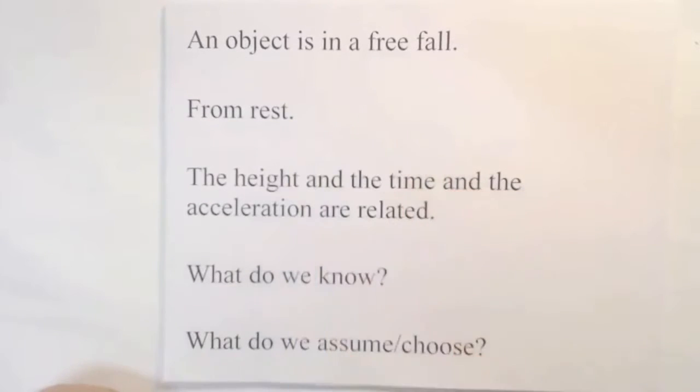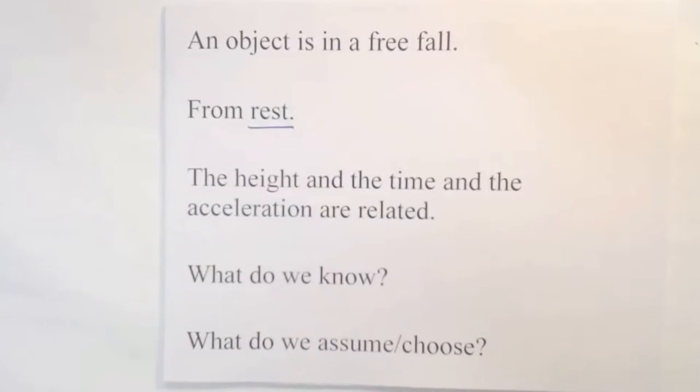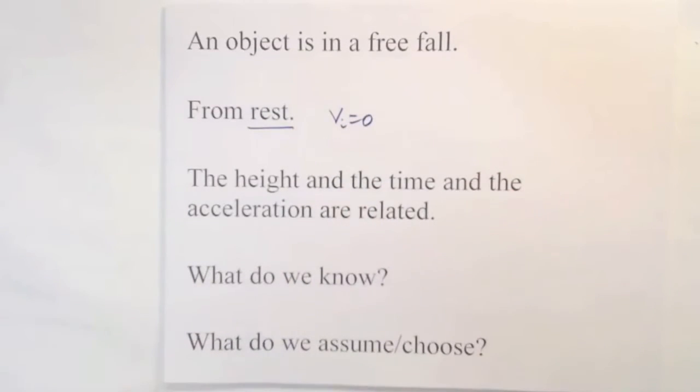So we know the object is in free fall. How do we know that? Because it's released and it's happening close to the surface of the Earth. We know that its initial velocity is 0. How do we know? Well, we can read the word rest, which means the initial velocity is 0. Do we assume the initial velocity is 0? Well, no. We know the initial velocity is 0. Now, we also know that the height, the time, and the acceleration are supposed to be related.